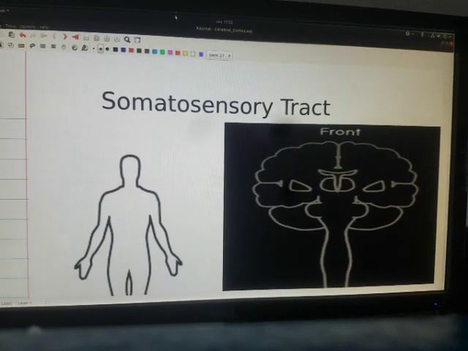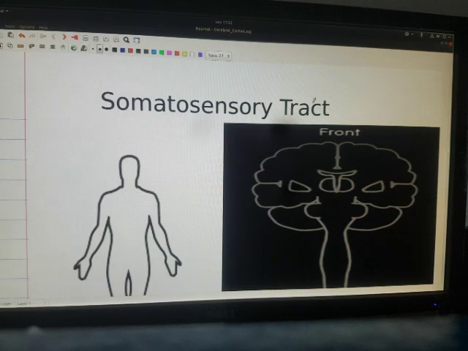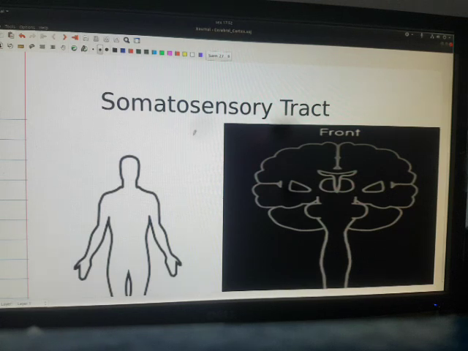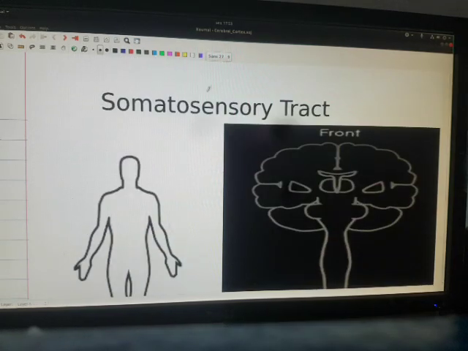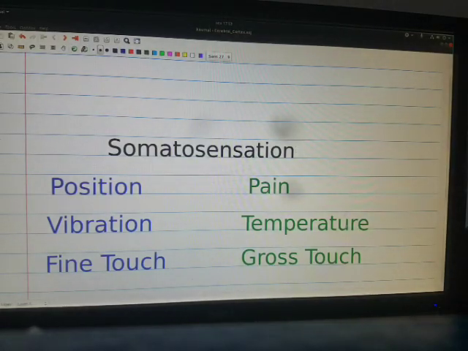So today we're going to talk about the somatosensory tract and the cerebral cortex. The somatosensory tract, somatosensory has to be about the sensations, and a tract is a chain of organs that has a specific goal. And so this is our body, and the somatosensations are divided into main groups.